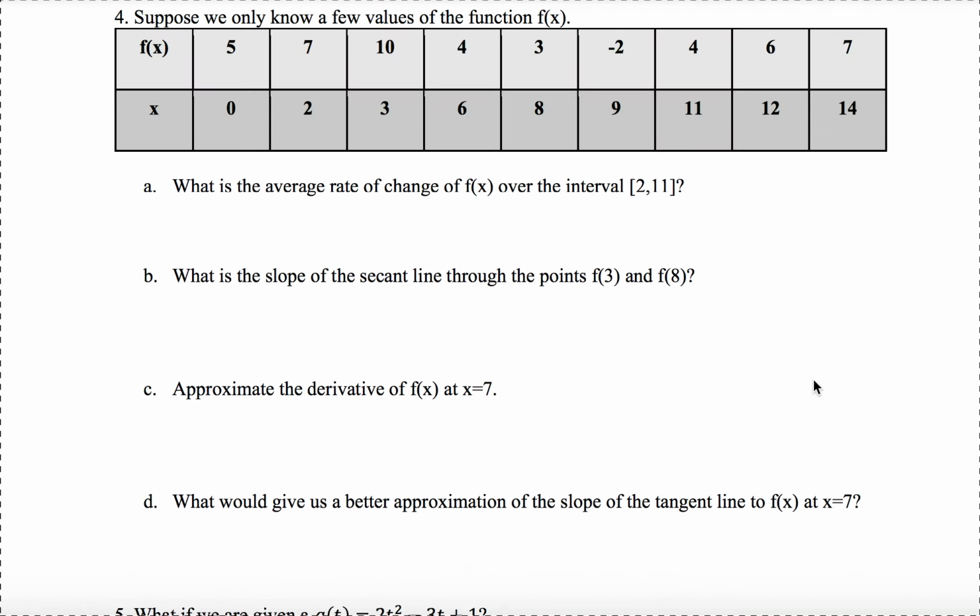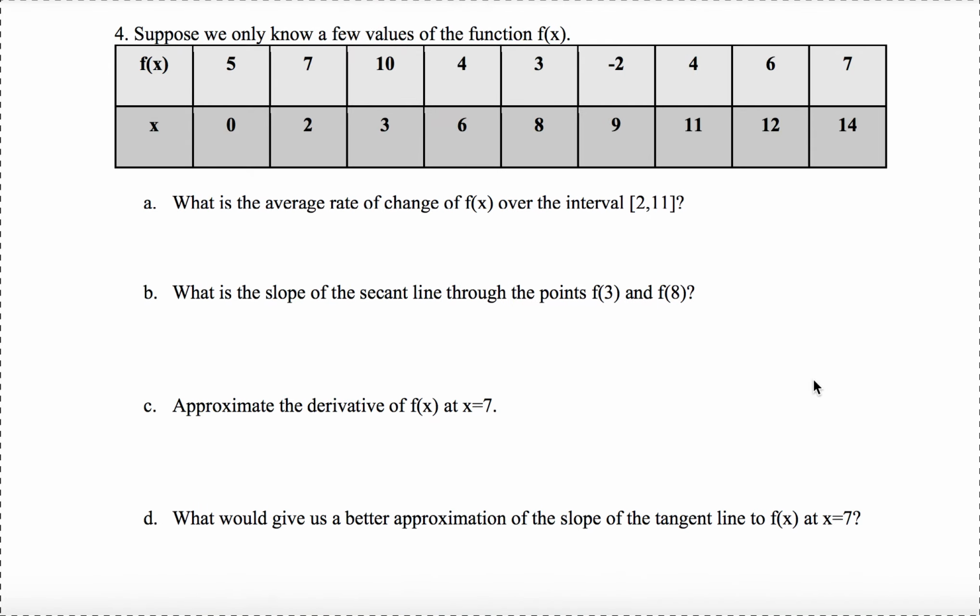All right. Now we can do this also just from tables. We can find average rates of change and work on approximating instantaneous rates of change from tables. So I'm going to go ahead and give this a shot. Suppose we only have a few values of some function that we know is continuous, and here's a table of values. Go ahead and find the average rate of change of f(x) over the interval 2 to 11. And then do b. What is the slope of the secant line through points for f(3) and f(8)? Go ahead and do that.